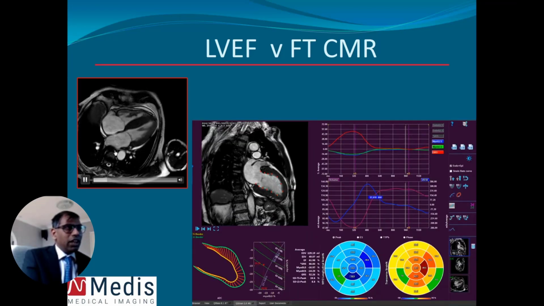Once we analyzed the same data set using feature tracking to measure longitudinal strain, you can see that the global longitudinal strain is reduced at 17%, and the circumferential strain is also significantly affected at 15%. There is apical sparing of the strain, whereas the basal myocardial segments show reduced strain. In other words, this apical sparing with the reduction in global longitudinal strain is classical of amyloidosis. In fact, this patient was diagnosed with amyloidosis subsequently.